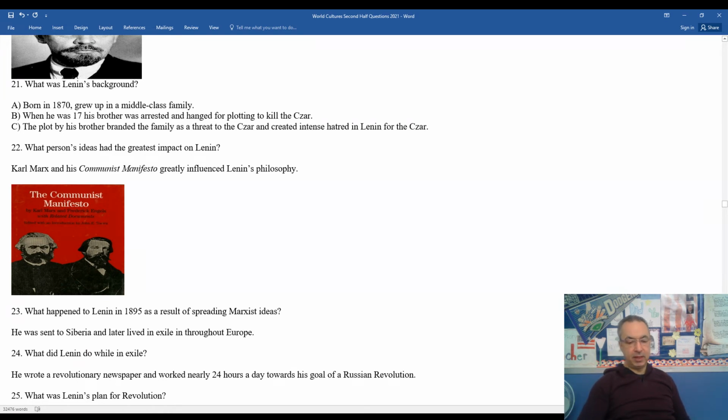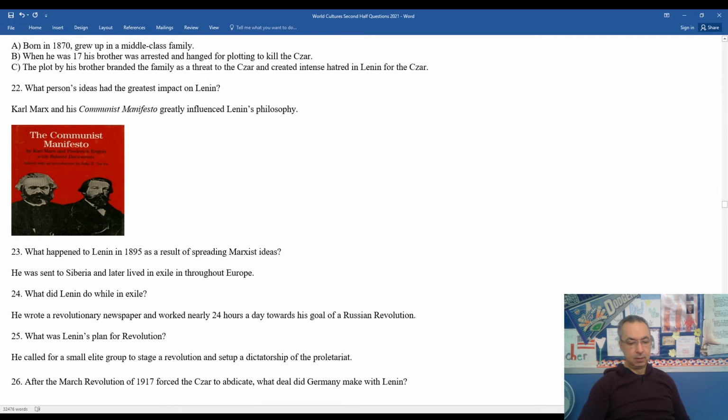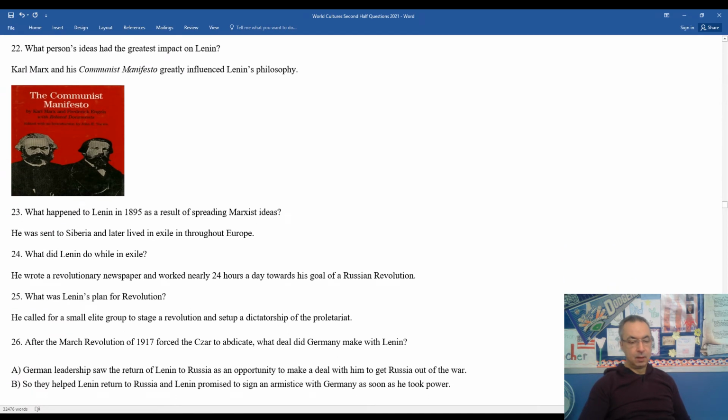25, what was Lenin's plan for the revolution? He called for a small elite group to stage a revolution and then set up a dictatorship of the proletariat, or of the working class people.